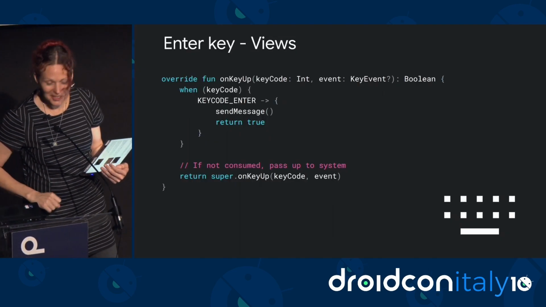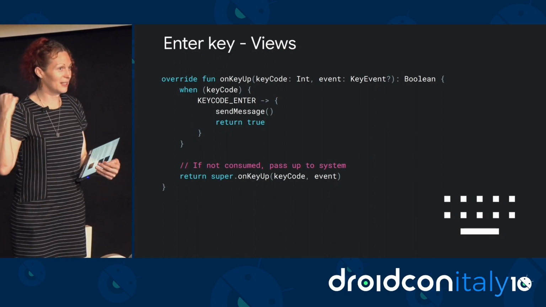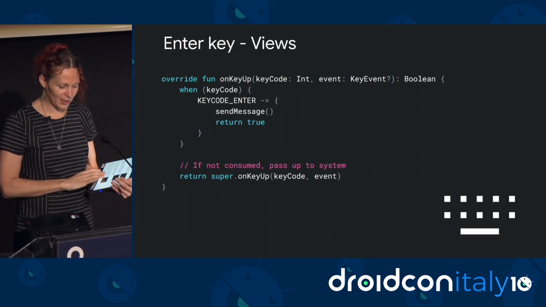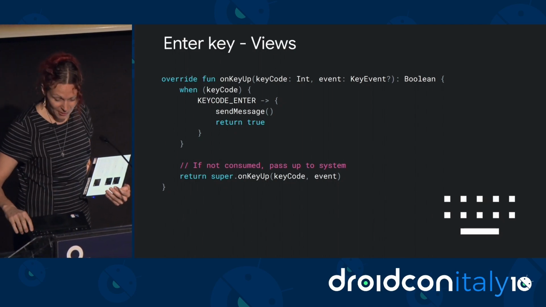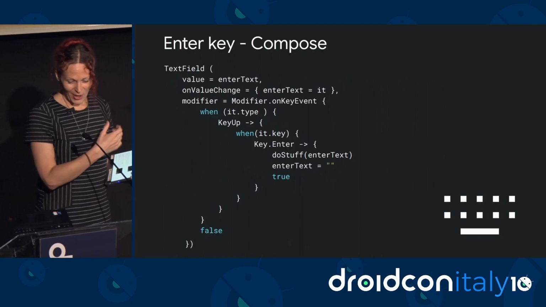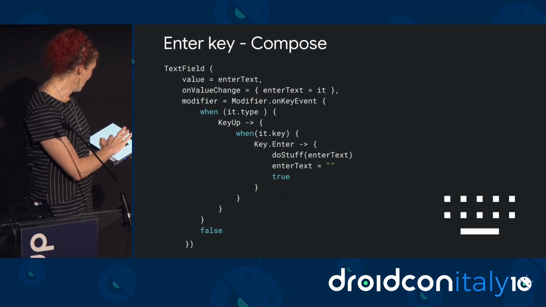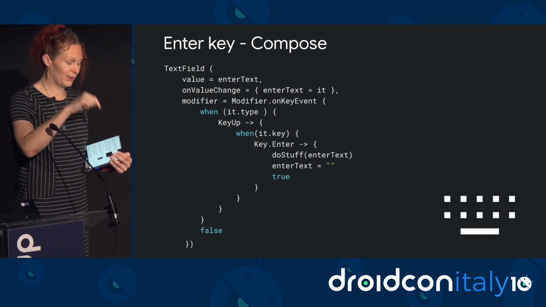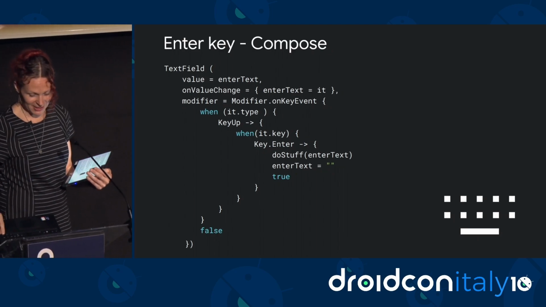So I need to show a little bit of code in this talk. On the views system, this is how you handle the enter key. You just look for on key up, see if it's enter, and then send the message. Remember to pass it up to the system or return false if you don't handle it. It basically looks the same in Compose, just with a few more closing braces. You add a modifier for on key event. You check if it's key up and see if it's the enter key. Most of the time you're looking for key up. If you're writing a game or something, you might look for key down, but you have to remember that if the user holds down the key, you might get hundreds of repeated key events, so you need to handle that case.